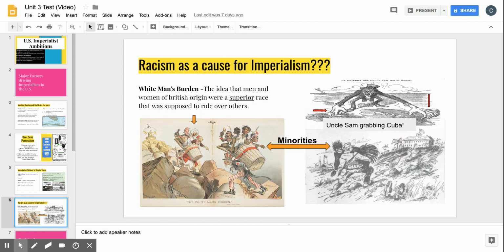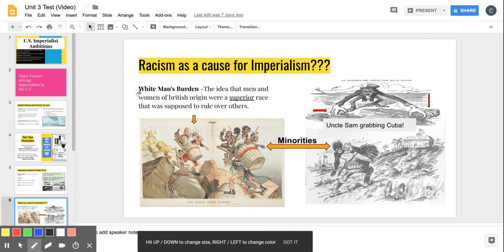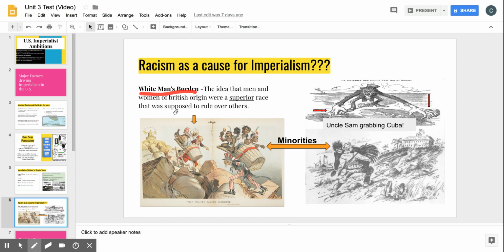All right, and this is the last one. Racism as a cause for imperialism. When we think about imperialism, a lot of people don't think of racism, but there was a lot of racism that went on. So let's take a look at white man's burden. The idea that men and women of British origin were a superior race that was supposed to rule over others.